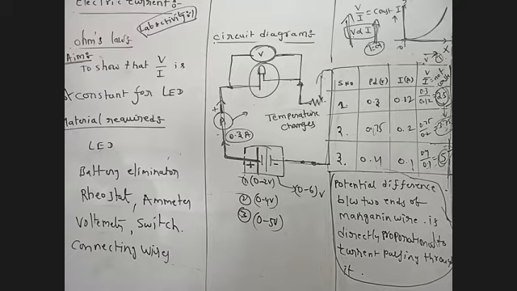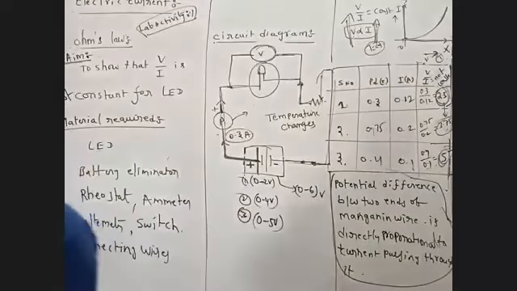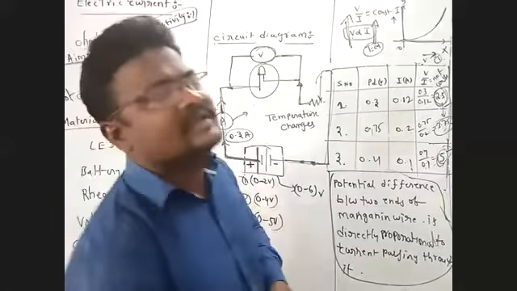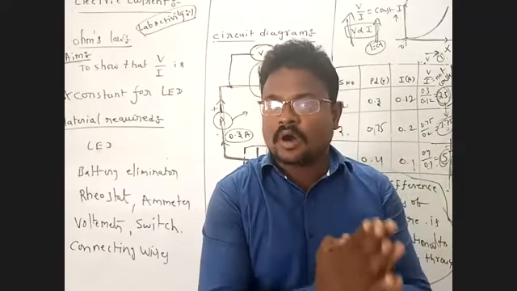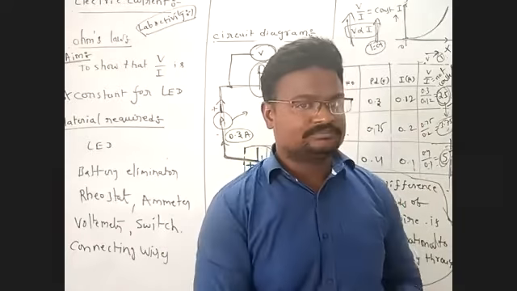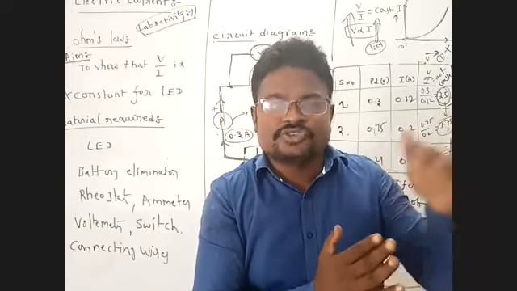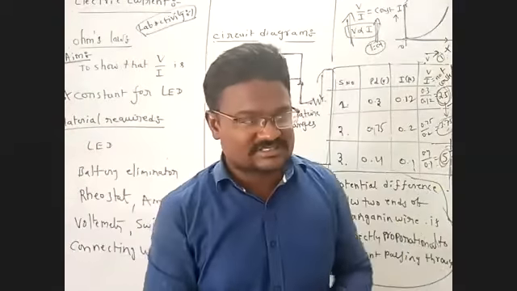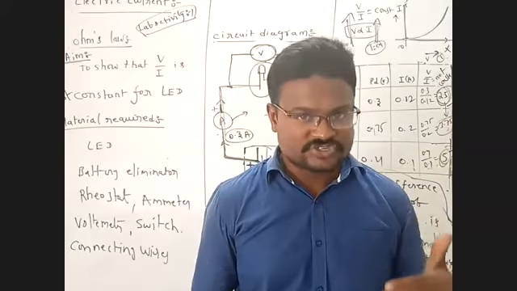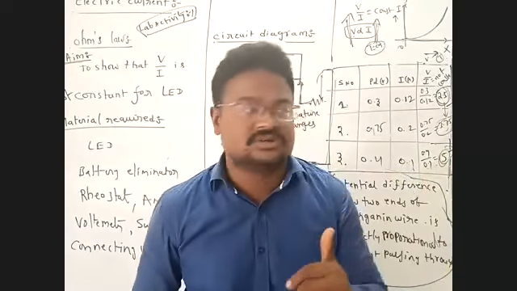Okay, so we have the limitation of Ohm's law. What is the limitation of Ohm's law? Based on the material, conductors are classified into two categories: ohmic and non-ohmic. Those materials which obey Ohm's law are called ohmic materials; an example is metal, all metals. Those materials which do not obey Ohm's law are called non-ohmic, for example semiconductors like silicon and germanium.